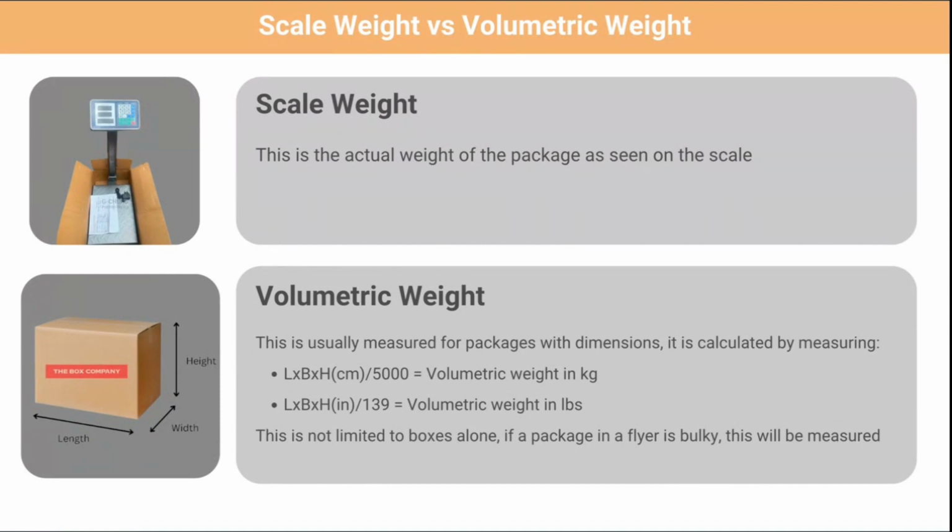So I was specific when I spoke about packages with dimensions. I didn't say boxes. This is because volumetric weight is actually not limited to boxes alone. So if you're shipping a package in a flyer and it is bulky, it is bulging, they would measure the dimensions of it. And if the volumetric weight is higher than the scale weight, then it is that volumetric weight they would use. So if you're shipping a poofy dress, we have a lot of dresses these days with a lot of chiffon and the likes. They are not heavy per se, but by the time you fold it and put it inside the flyer, it will be bulky, and they will check for the volumetric weight of that as well, right?